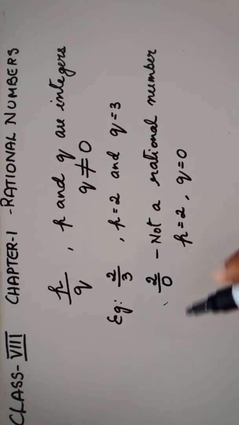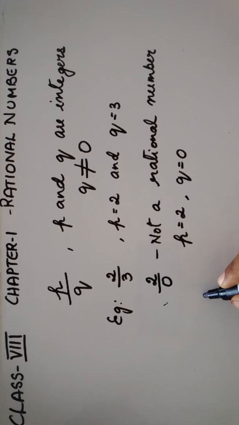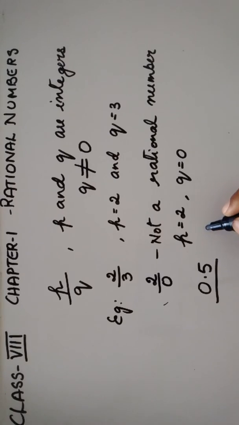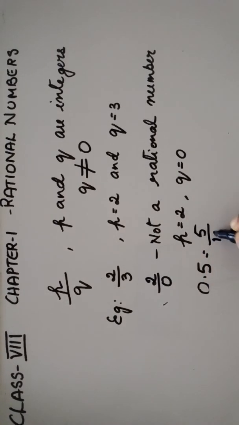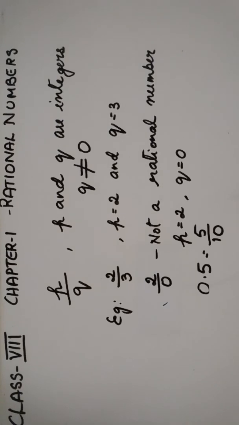Next, you have a decimal number. If you have a decimal number, it is a rational number. Why? Because this number can be written in fraction form. 0.5 can be written in the fraction form as 5 by 10. So 0.5 is a rational number.